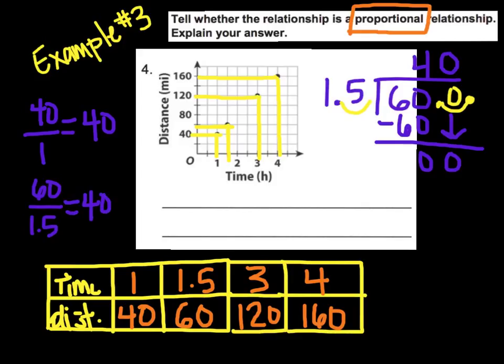Okay, we got 2 more to look at. The next set of numbers are 3 and 120. So I'm going to do those over here. 120 divided by 3.